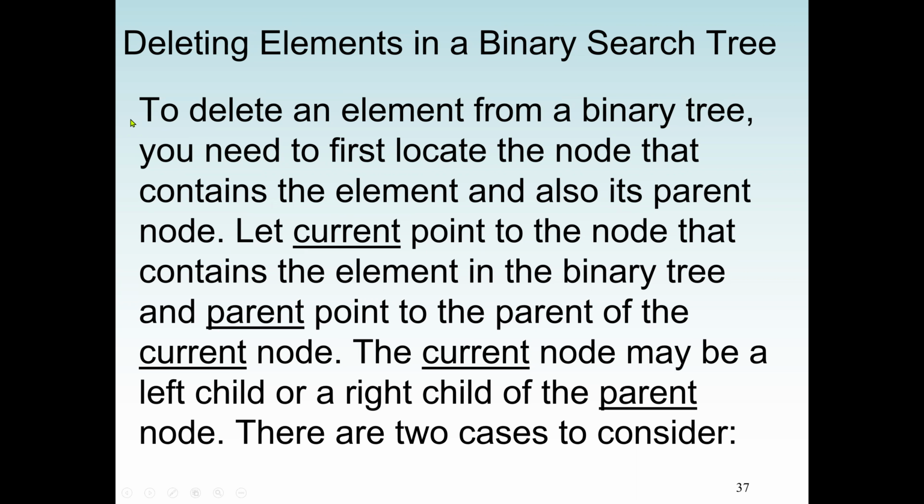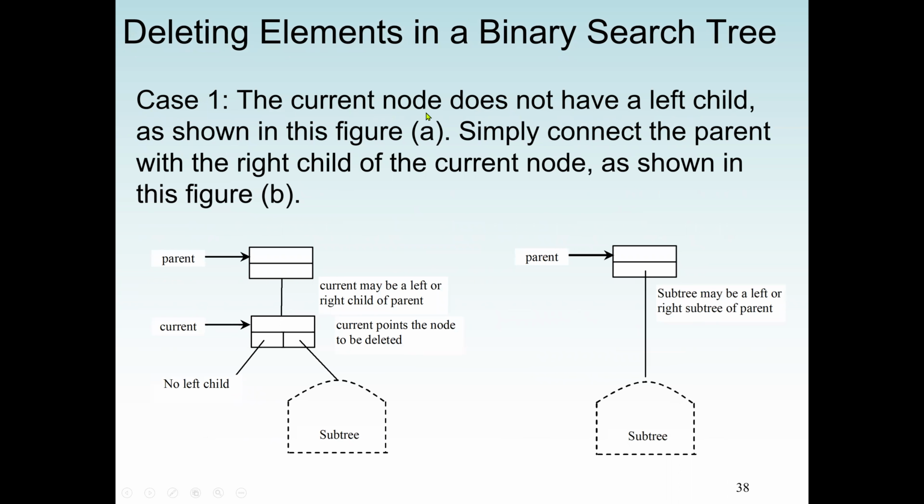And so here we say to delete an element from a binary tree, you need to first locate the node that contains the element and also its parent node. Now we let current point to the node that contains the element in the binary tree and parent point to the parent of the current node. Then the current node may be the left child or the right child of the parent node. So there are two cases to consider. Case one, the current node does not have a left child, as shown here. Then we simply connect the parent to the right child of the current node, as shown here. So in this case, I just delete, and we see our parent there.